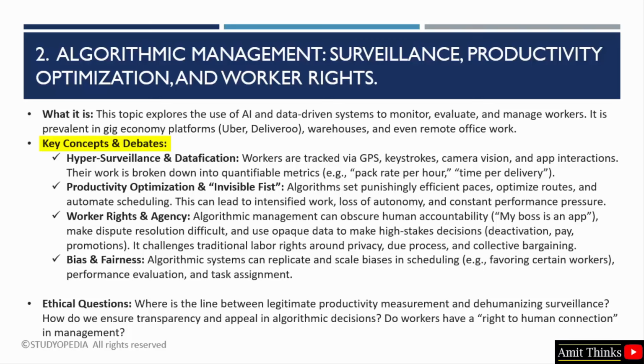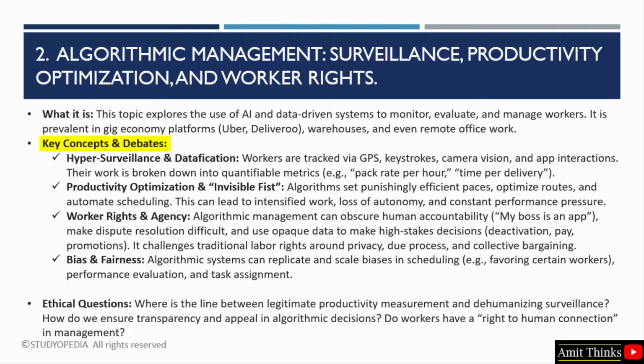Hyper-surveillance and datafication. Workers are monitored through metrics like delivery time or packing speed, turning labor into data. Productivity optimization and the invisible fist. Algorithms push efficiency, automating routes, schedules and pace, often reducing autonomy and increasing pressure. Worker rights and agency. Algorithmic control can hide accountability, complicate disputes, and use opaque data for decisions like pay or termination.